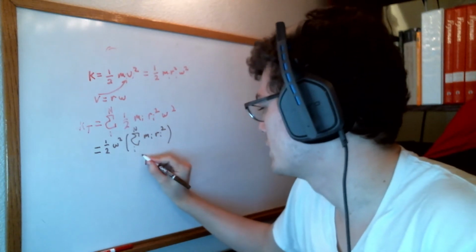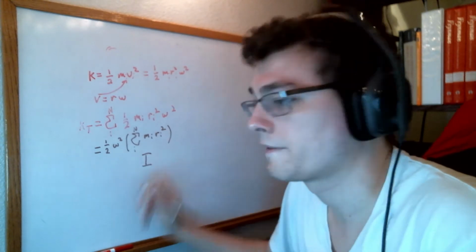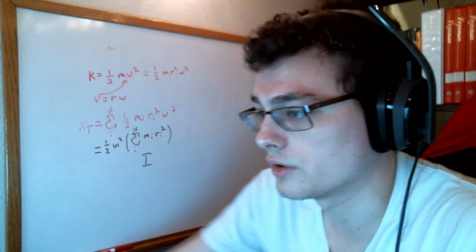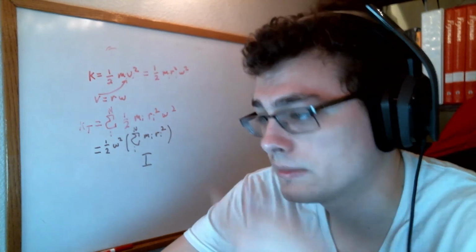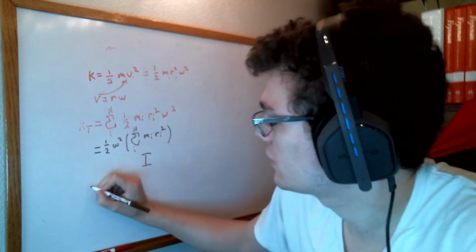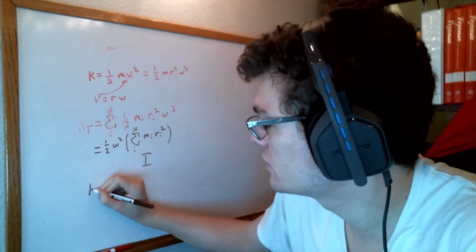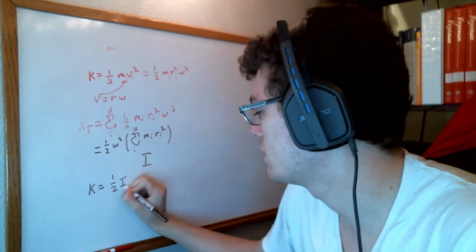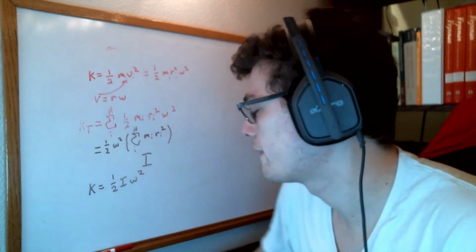And we're going to denote it with the capital letter I. And so then for kinetic energy in a rotational system, we can say that K is going to be equal to 1/2 I omega squared.